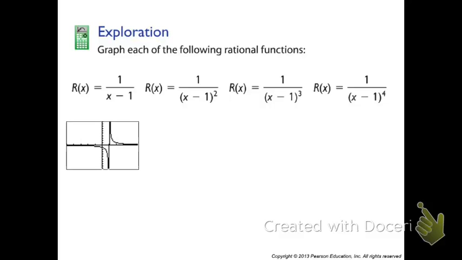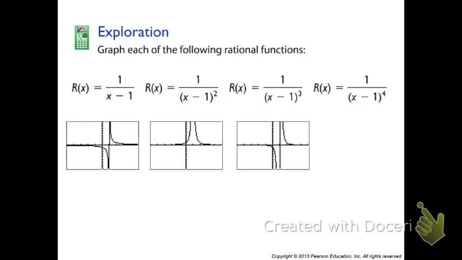Okay, 1 over x minus 1 is the graph of 1 over x shifted to the right 1 unit. 1 over (x minus 1) squared is the graph of 1 over x squared shifted to the right 1 unit. Now we don't really know what 1 over x cubed looks like, but this is what it looks like. It looks just like 1 over x. It's the graph of 1 over x cubed shifted to the right 1 unit.